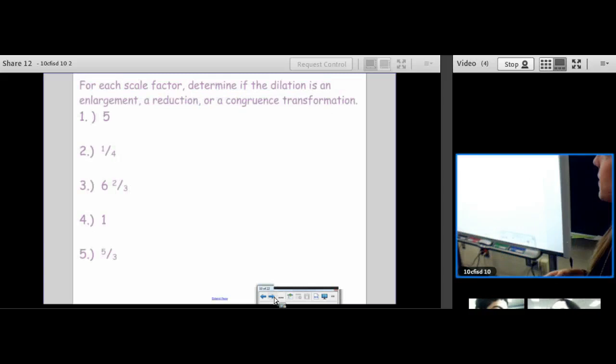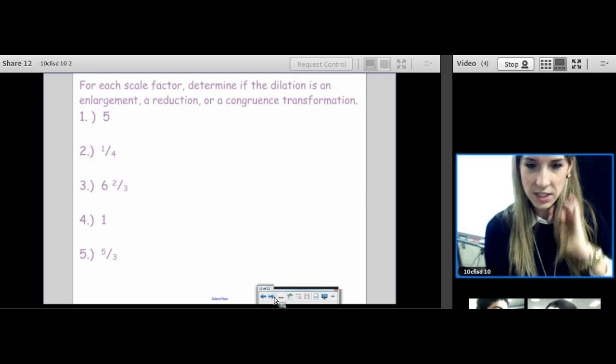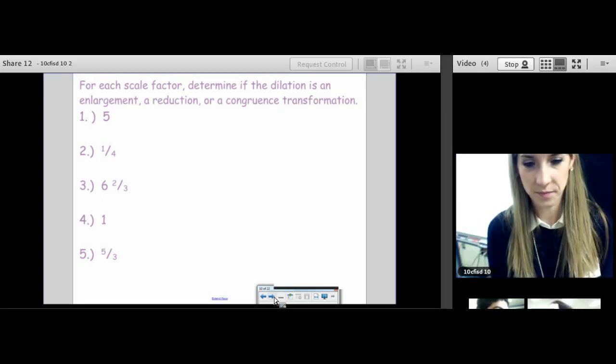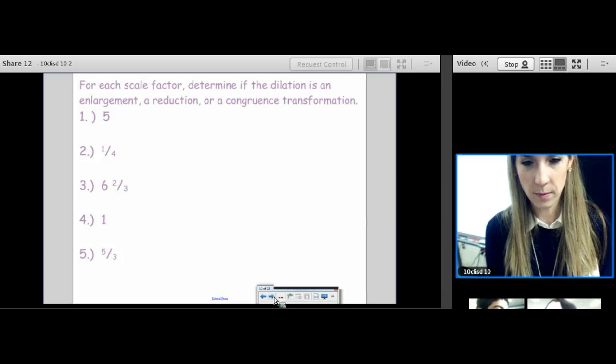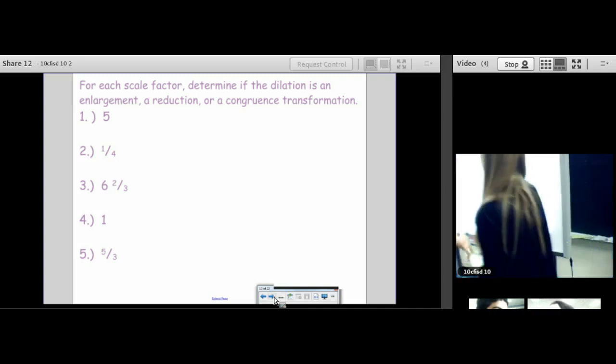All right, determine if the dilation is an enlargement, a reduction, or a congruence transformation. I'm insulting your intelligence, so I'm going to just start calling on you. Number 1, Eric. Enlargement, reduction, or congruence? Enlargement, very good. Adriel, number 2.